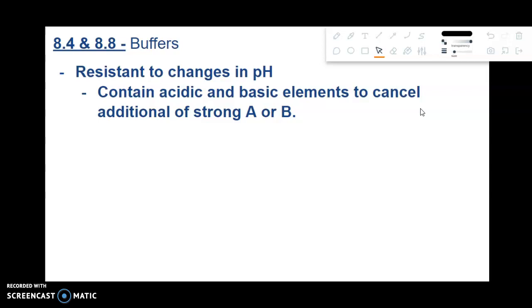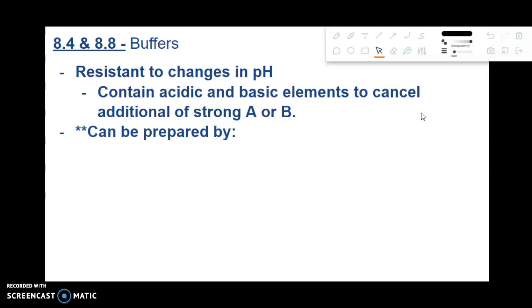That's because they're going to contain both acidic and basic elements. And the acidic elements in the solution are going to have the ability to cancel out base, and the basic elements are going to have the ability to cancel out acid. So small additions of acid or base are canceled out, therefore resulting in a resistance to pH change.